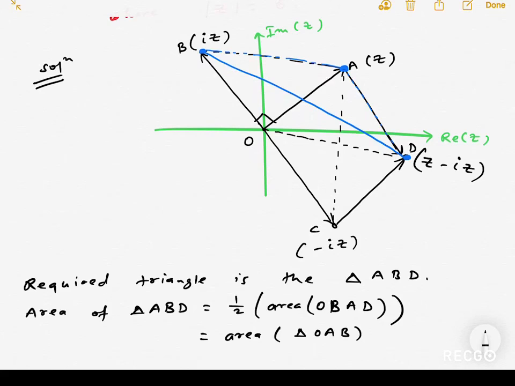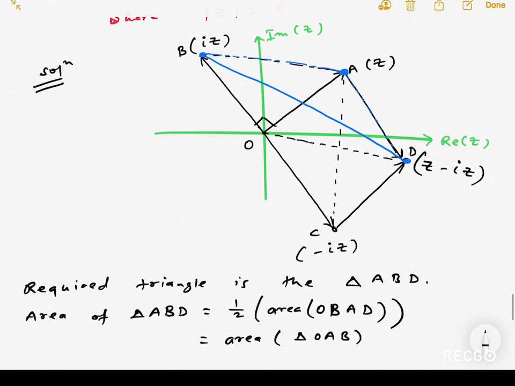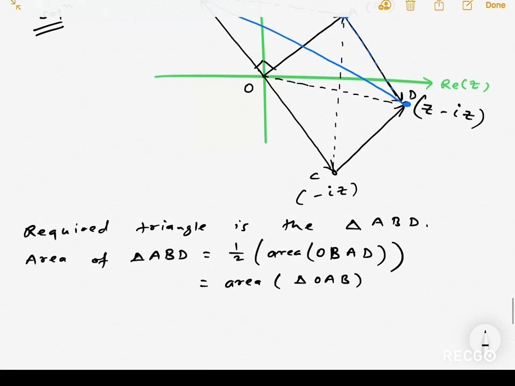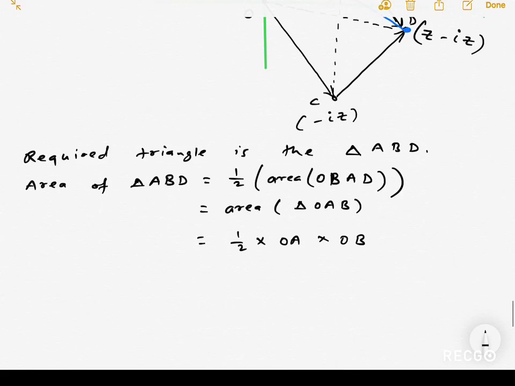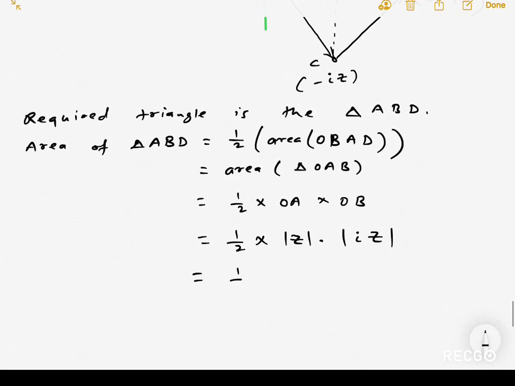You can say AOB is a right angle triangle, so its area must be equal to half into base into height. Half into base, let us say that base is OA and height is OB. So OA is equal to mod Z, as you can see from the diagram in your note. OA is equal to mod Z and OB is equal to mod of iota Z. Now mod Z and mod of iota Z both are same. So we can write that this is equal to half of mod Z into mod of iota Z, which is half of mod Z into mod Z, because mod iota Z is nothing but mod Z.